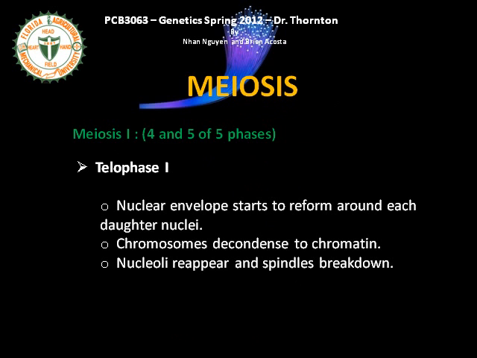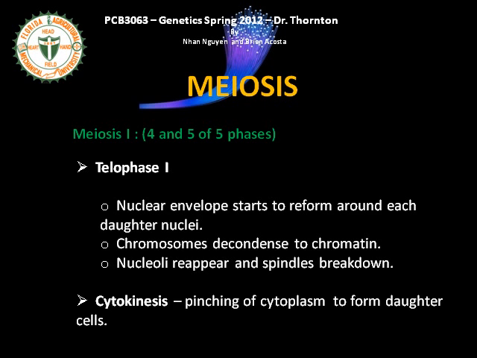Telophase I. The chromosomes become less tightly coiled and less apparent, or we say the chromosomes decondense back to chromatin. The nucleoli reappear and the spindle breaks down. Cytokinesis. This is the division or pinching of the parent cell's cytoplasm to form 2 separate daughter cells in animal cells, or the formation of a cell plate from Golgi-derived vesicles in plant cells.